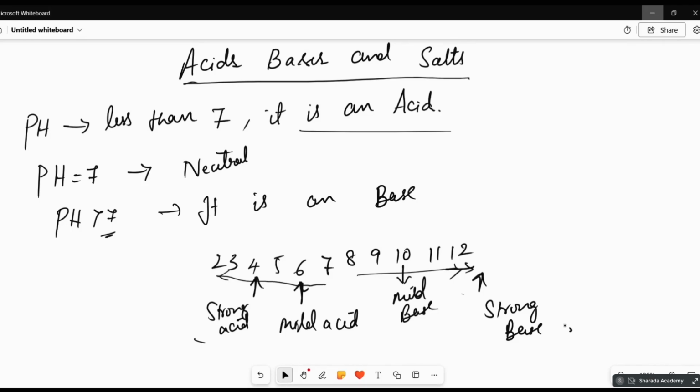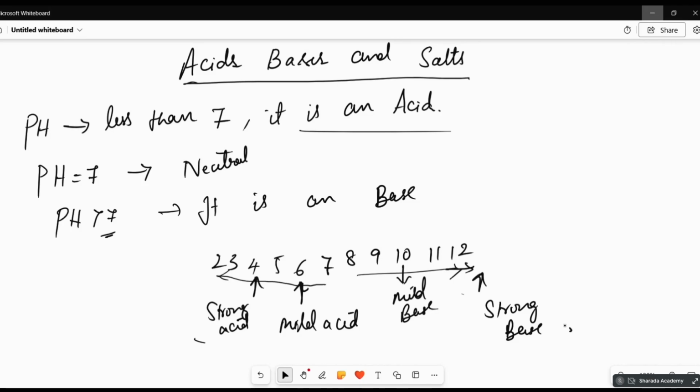And then the base: if you consider baking soda, it's a base which you can consume actually. Whereas potassium hydroxide and the like are strong bases. Strong acids or strong bases are corrosive in nature. Corrosive means if you put it on anything, it starts eating it away. So that is corrosive in nature.